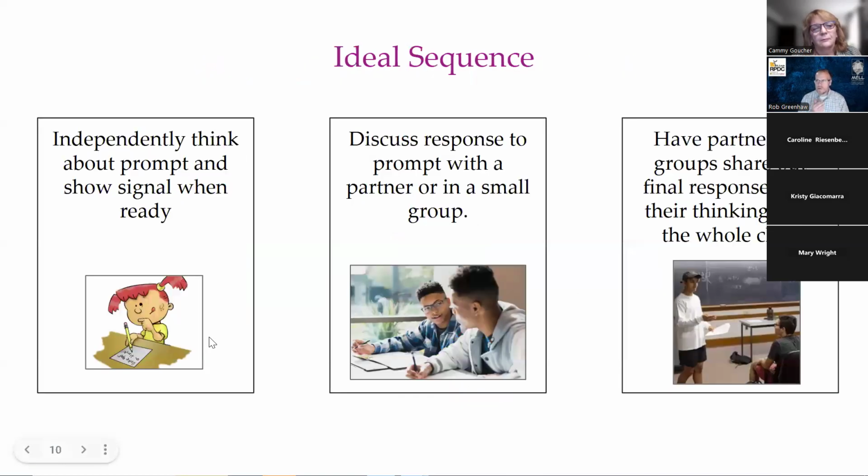I think what we're really trying to do here is more times than not have this sort of sequence. I'm asking a question to my class. I'm going to give them some think time. We talked about step 4 being a ready response. And then, Cami, will you tell about the ideal sequence?